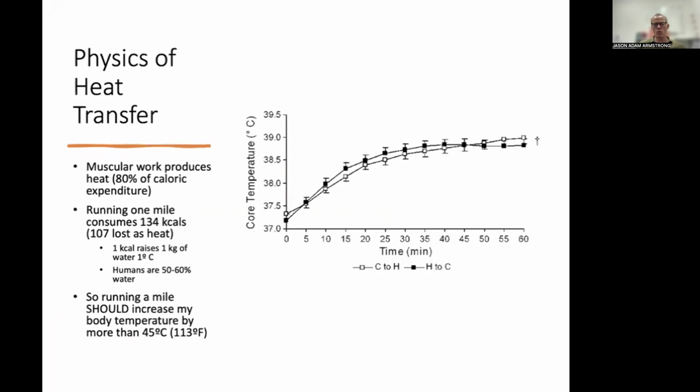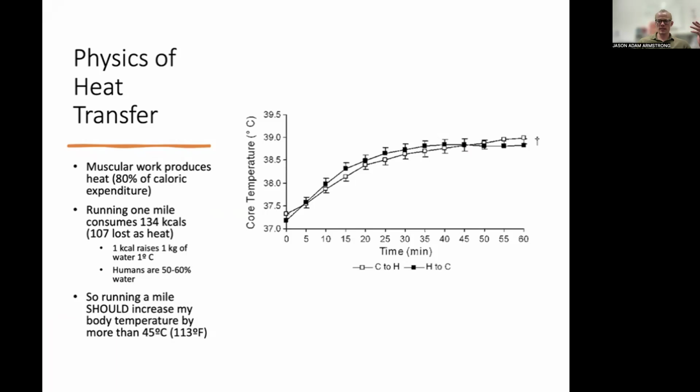So first of all, right, contraction of muscle produces heat. So about 80% of caloric consumption is due to heat loss, or rather 80% of energy production is lost to heat. And so if I expend 134 calories to run a mile, that's somebody of my size, right? So it's body weight specific. But if somebody of my size runs a mile, it requires about 134 calories. And about 107 of those calories are lost as heat.